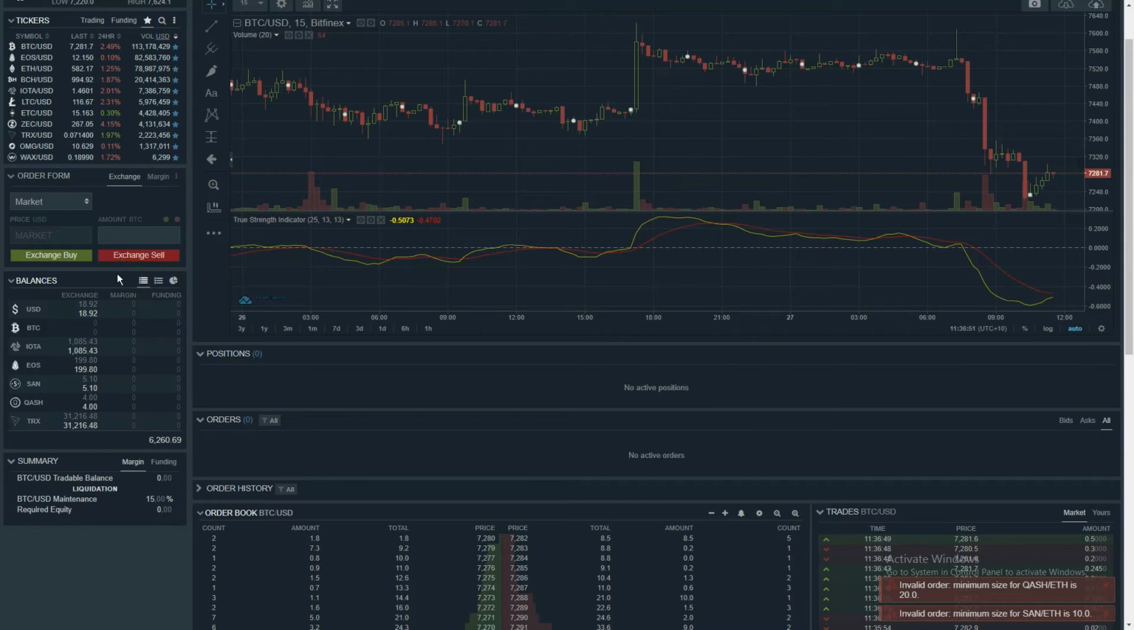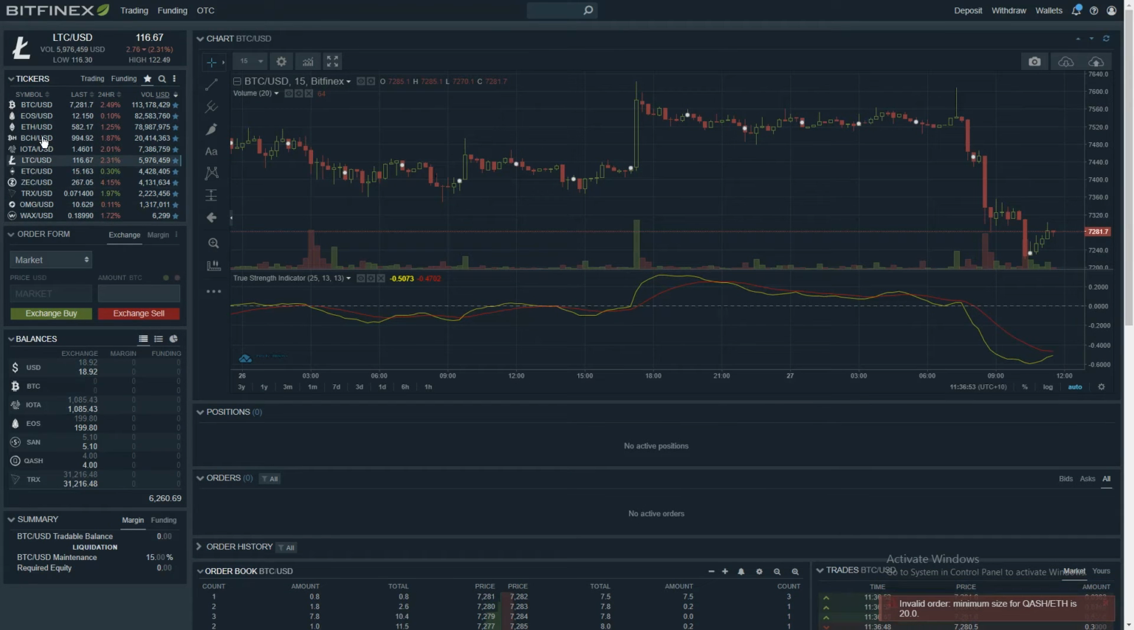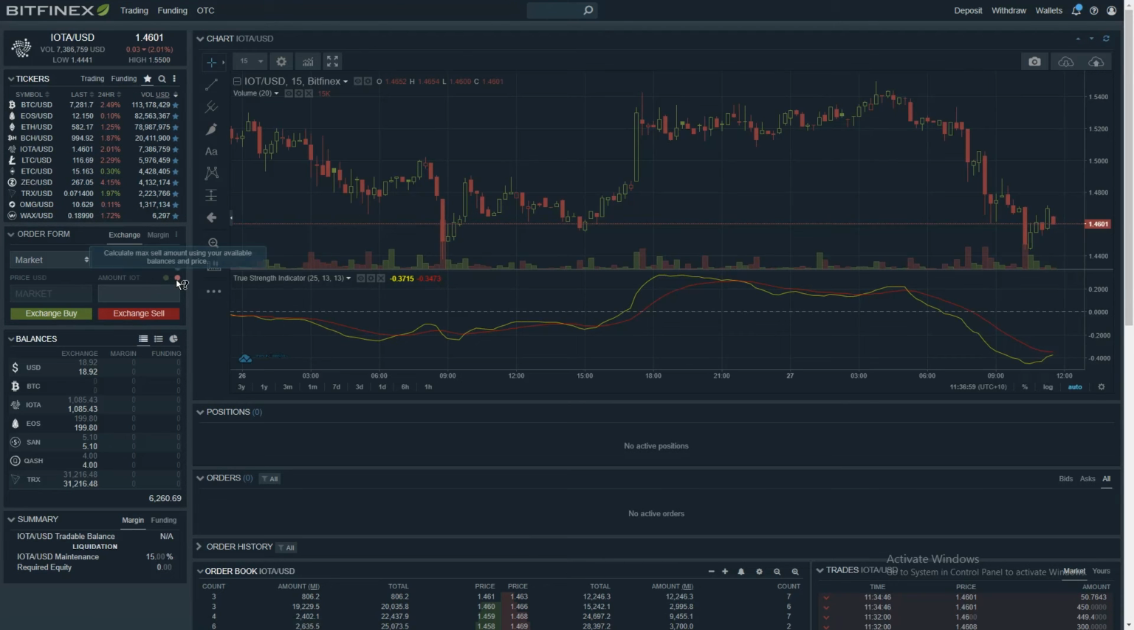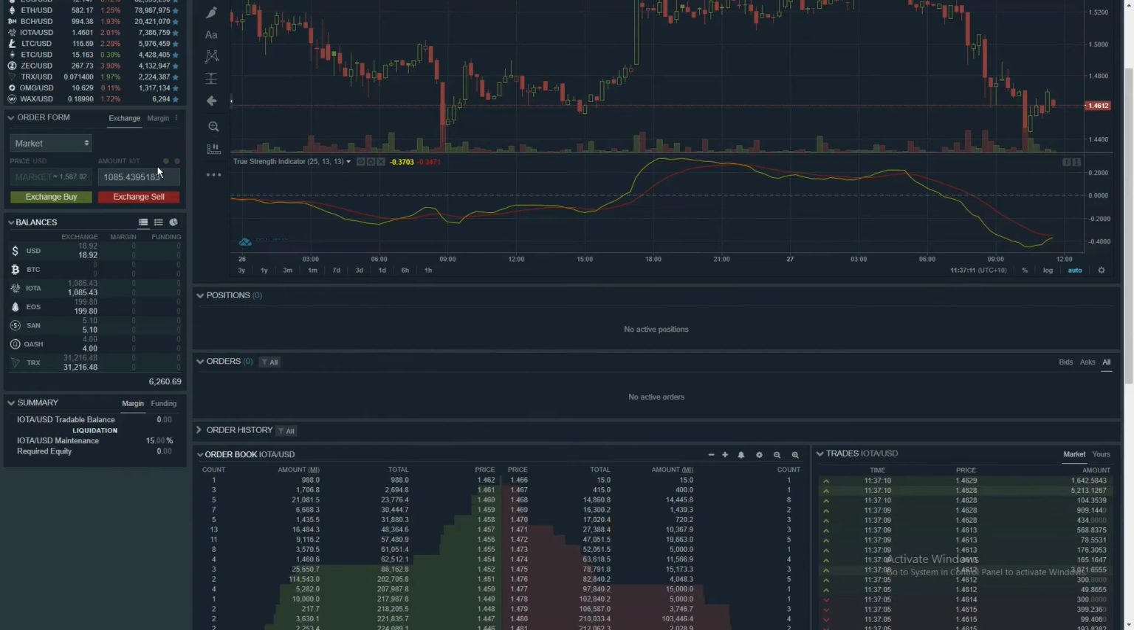And you can see here, let's just take IOTA. If I go into IOTA, and I want to basically sell everything that I've got, I can hit that red button there. It's going to calculate the maximum amount of IOTA I can sell. If I hit that exchange sell, it's going to sell my entire portfolio of IOTA on the spot price. Now, if I look on the orders here, I've got 1,000. So I probably would hit the top one. So that's going to be fine.